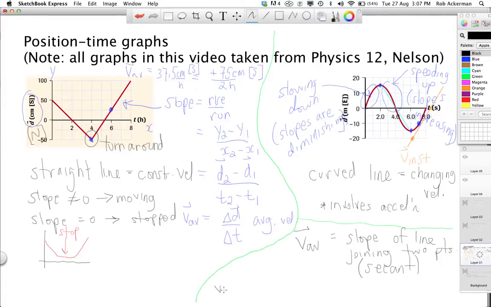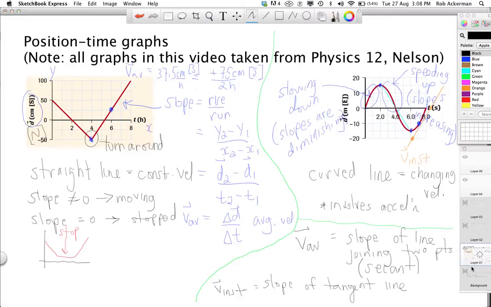And of course, if you want the instantaneous velocity, then you're going to find the slope of a tangent line. Okay, and that's pretty much all we do on position time graphs. We either read them directly off the graph by reading numbers or looking at their shape, or we calculate slopes in order to find velocity.